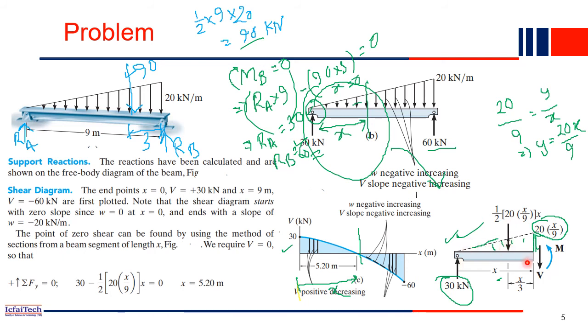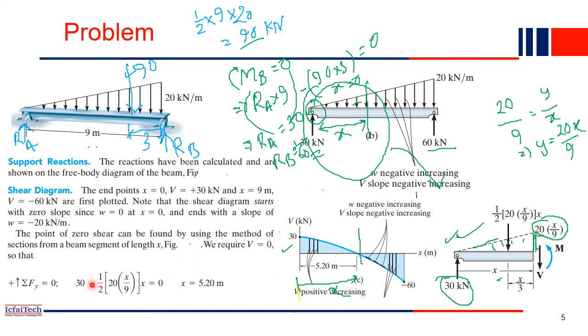Now let's find out the shear force at this point. This should be equal to 0. That's what we have considered, right? We have considered x at a distance where the shear force is 0. So we are basically finding out this point.